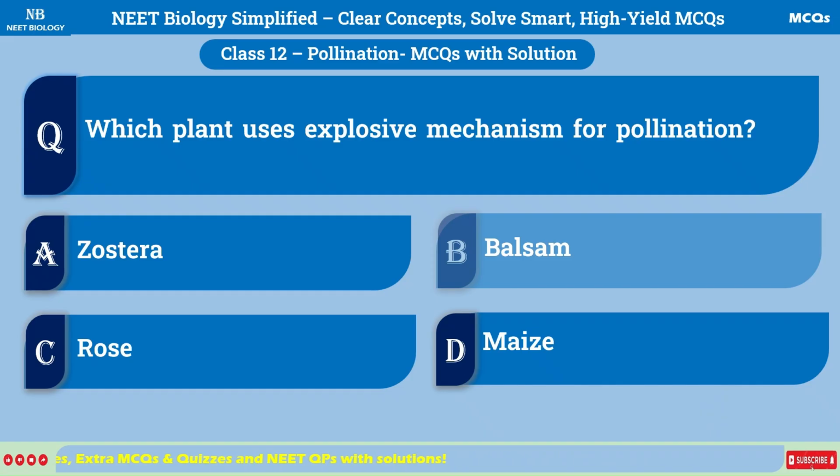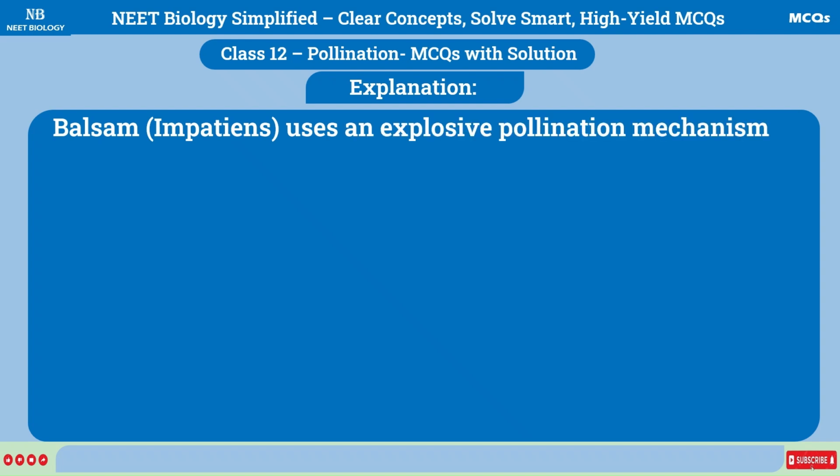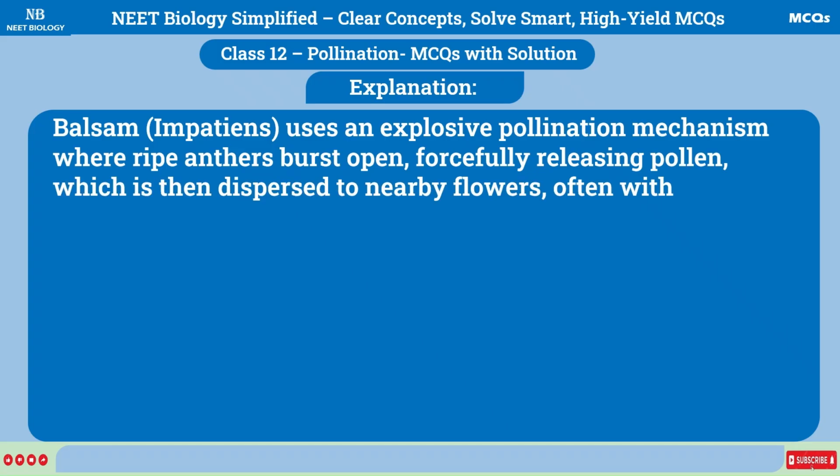Correct answer is B. Balsam. Explanation: balsam, impatiens, uses an explosive pollination mechanism where ripe anthers burst open, forcefully releasing pollen, which is then dispersed to nearby flowers, often with the help of insects.